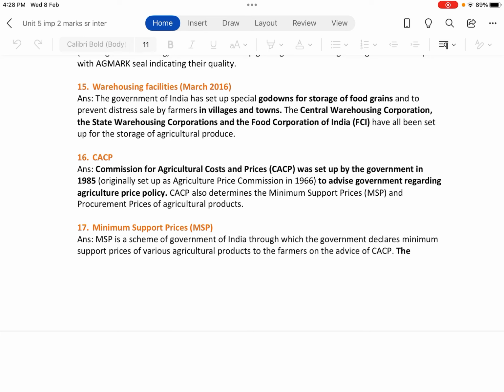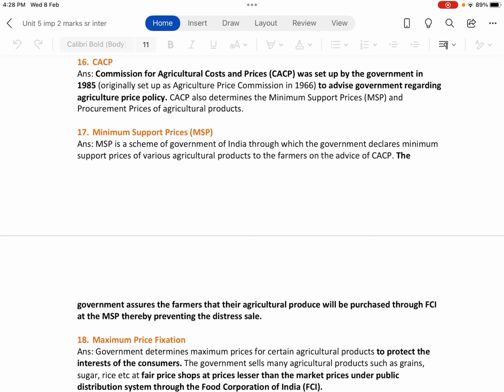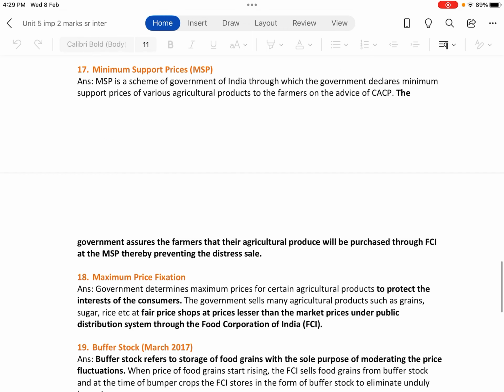The government announces the minimum support price well in advance. So after the harvest and everything is over, whatever happens in the market, the price might fall, but the government will not reduce the price, because earlier itself the government has announced what the minimum support price should be. So that price will be paid by the government to the farmers. That's why the government assures the farmers that their agricultural produce will be purchased through FCI, the intermediary, at the MSP, thereby preventing distress sale.